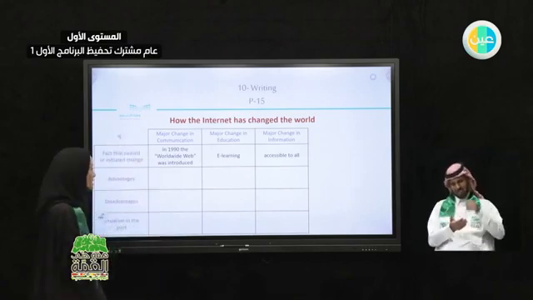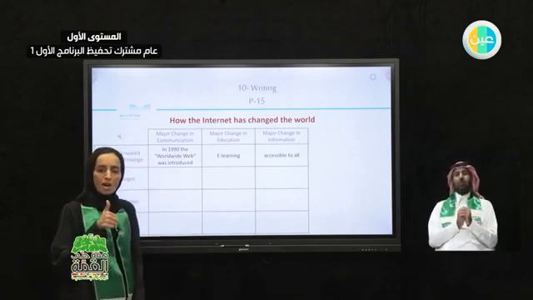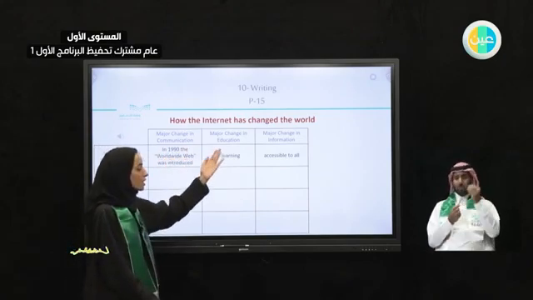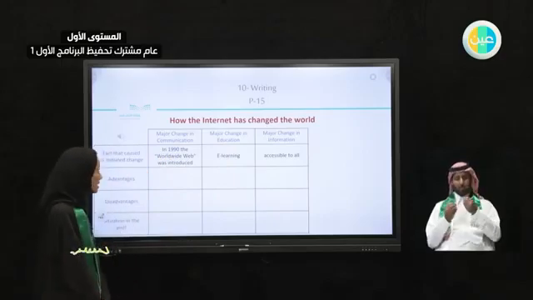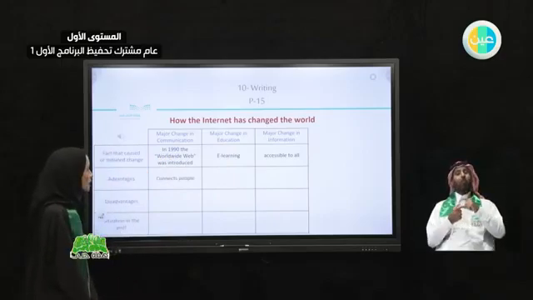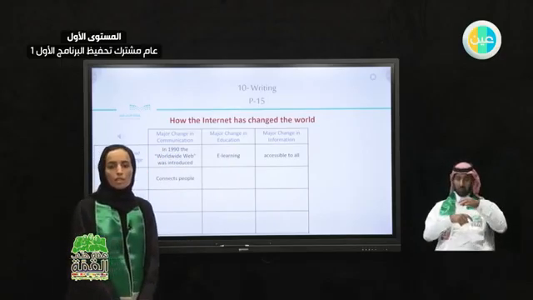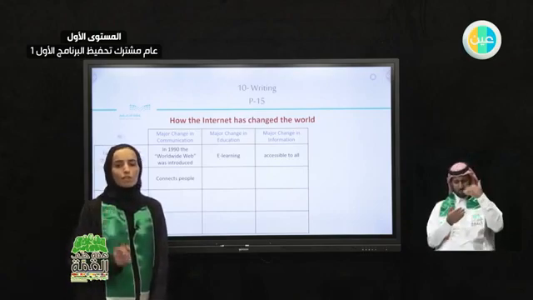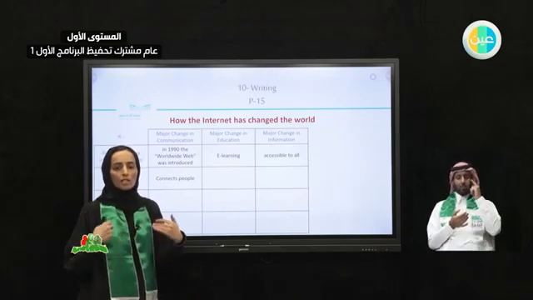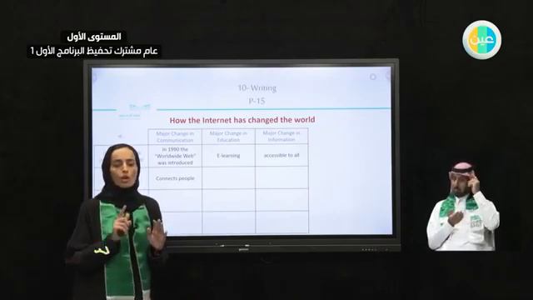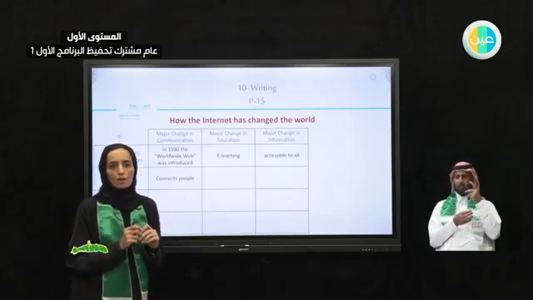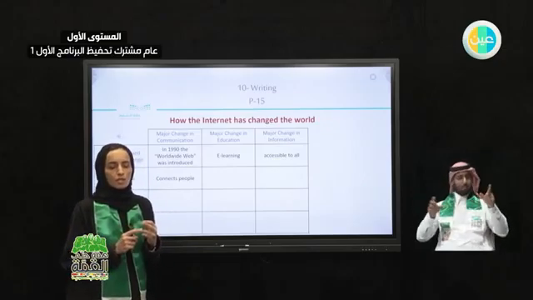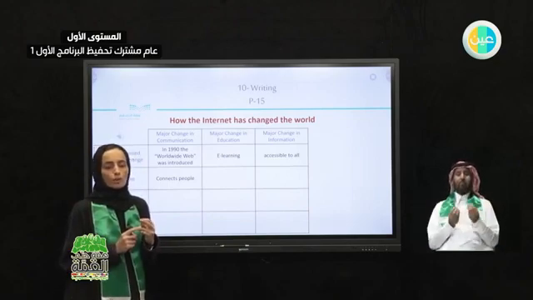Number 2, advantages. What is the positive side of communication, education, and information? For communication, it connects people. The good thing, it connects people. With just one click, you can call a friend. With a click, you can express your thoughts. All you need is just a click. And the good thing, it is accessible and it connects people from all over the world.